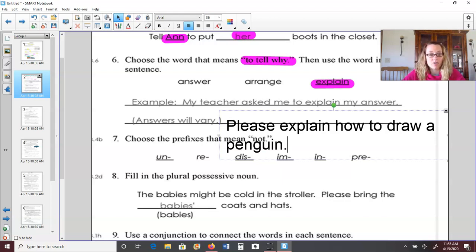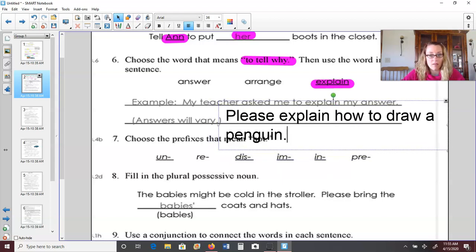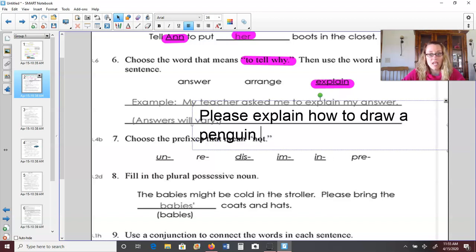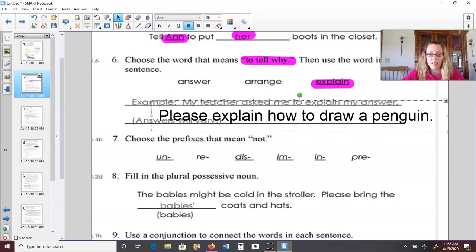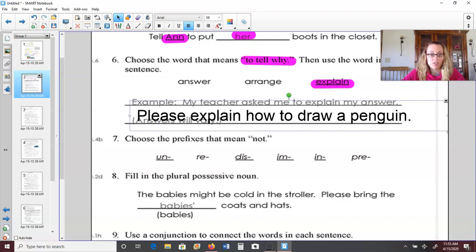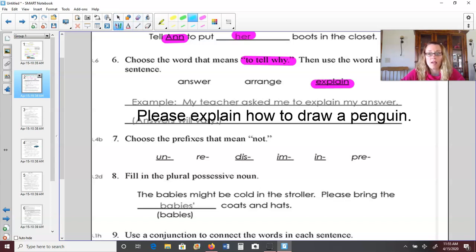My son had to draw a penguin today for part of his assignment. He had to watch a live video from the San Diego Zoo of an animal, and he had to draw a picture of it. So that's what made me think of a penguin. Please explain how to draw a penguin. So I used the word explain in my sentence.